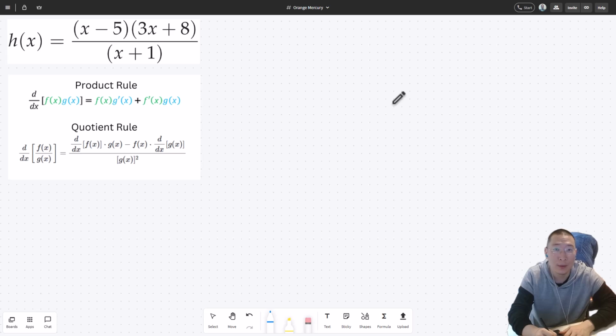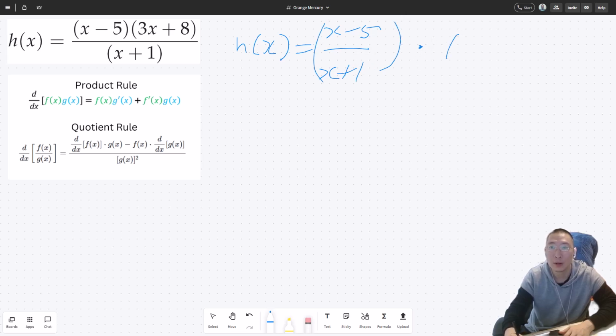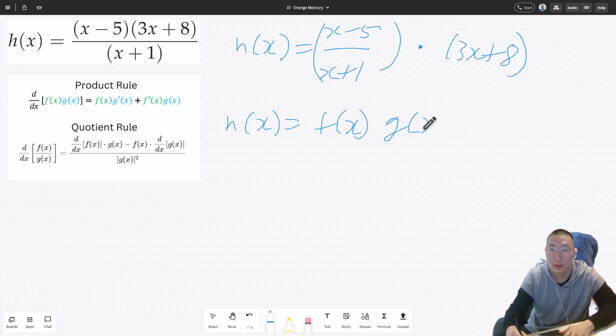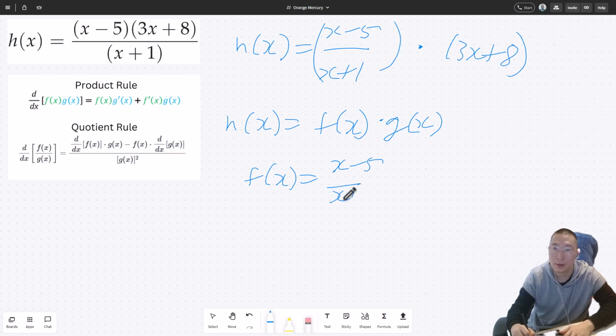The first thing I'm going to do is break it down into two expressions: x minus 5 over x plus 1 on one side and 3x plus 8 on the other, and then we'll demonstrate how to use the product rule and then the quotient rule. So h of x is equal to x minus 5 over x plus 1, multiplied by 3x plus 8. We can say f of x is equal to x minus 5 over x plus 1, multiplied by g of x, where g of x is 3x plus 8.